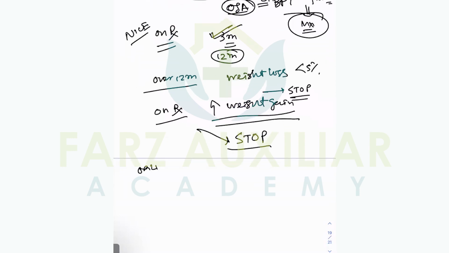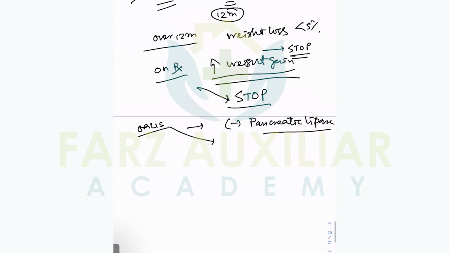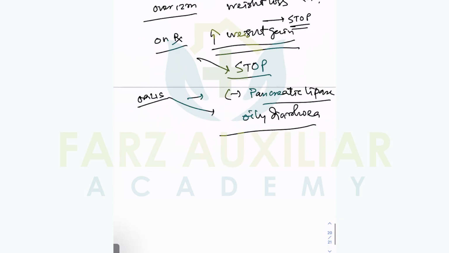Orlistat is a medication, and what it does, it is an inhibitor of pancreatic lipase. As it is an inhibitor of pancreatic lipase, it will cause an iatrogenic malabsorption. And that's why the problem is that there may be flatulence, there may be malnutrition. And the major thing that patients complain about is oily diarrhea. So a kind of iatrogenic steatorrhea might happen when the patient is on orlistat. Okay, so again, the same process we have to follow.